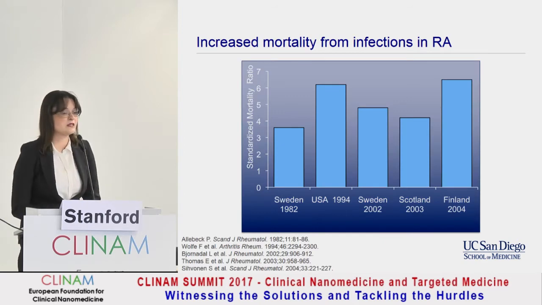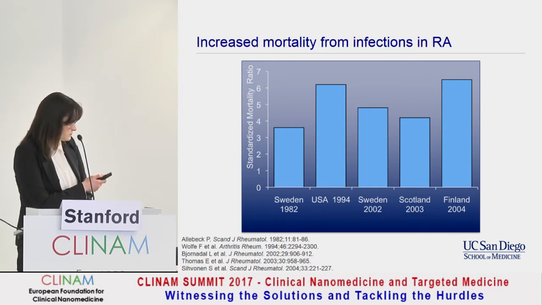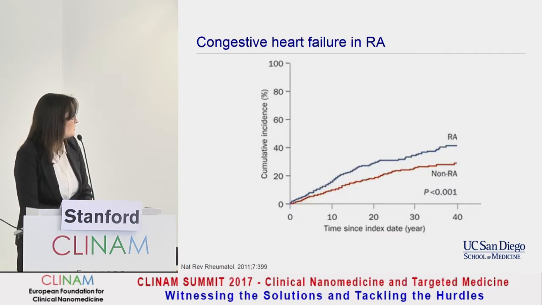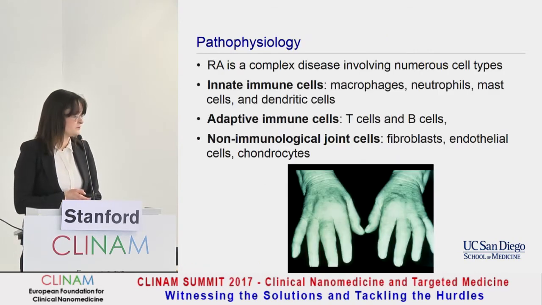Now you can just see here some data from several papers showing that the increased risk of infection actually occurs in multiple different countries. And you can see here a graph that really shows the increased risk of congestive heart failure that occurs in RA. If you follow a study that was done over time, patients with RA have a dramatically increased risk of cardiovascular disease compared to non-RA.